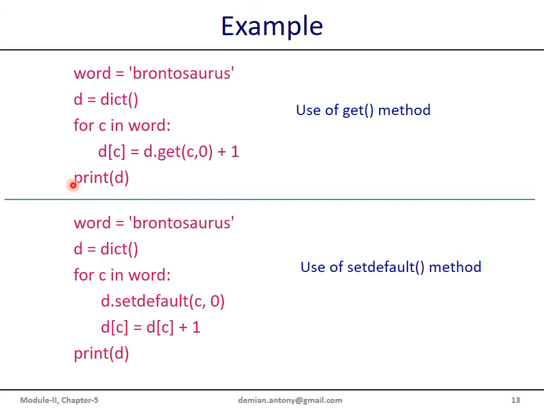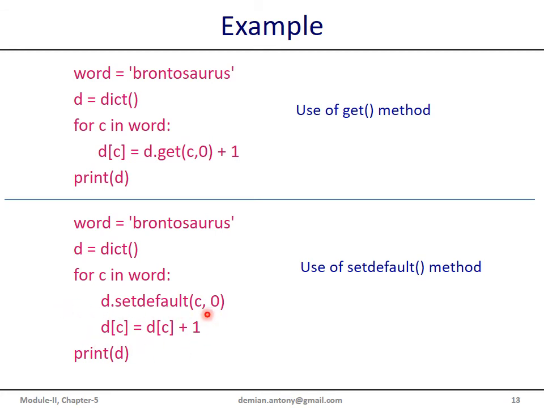Let us take up the third implementation. Instead of using the get method, let us use a setdefault method. This is again a similar method like get, where it inserts the new key C, provided it is not there, and if it is present, then it will return the value, and we are not using that value for any purpose. And for all the subsequent occurrences, we increment the value.